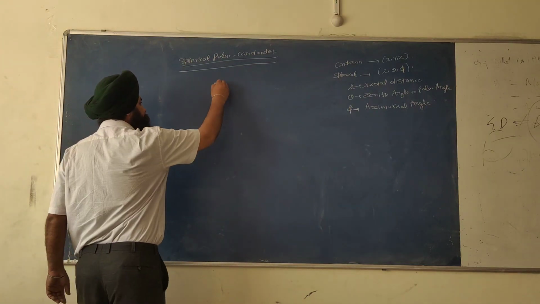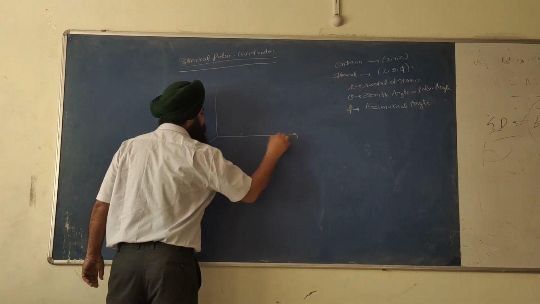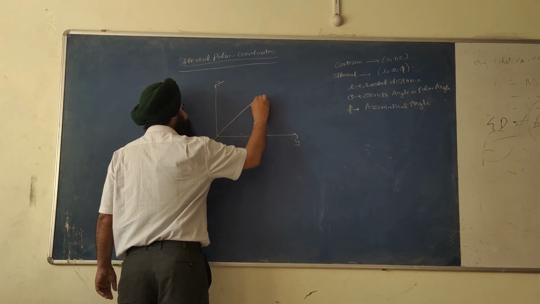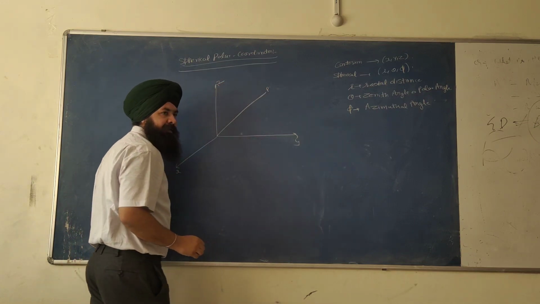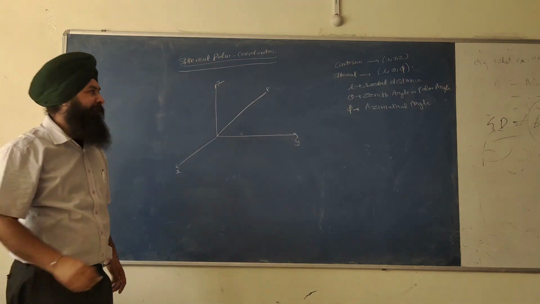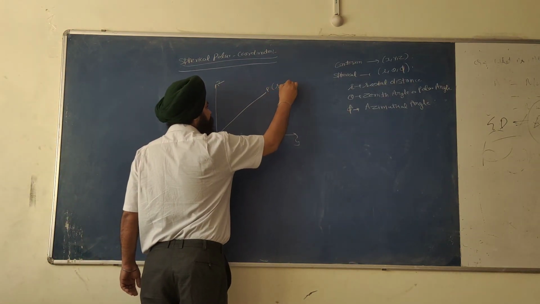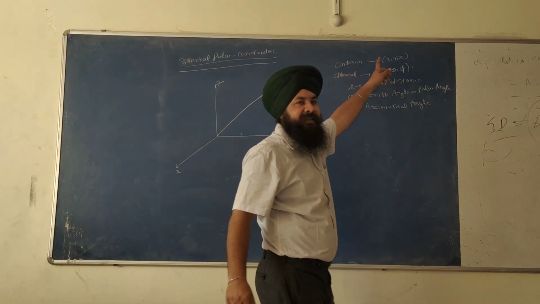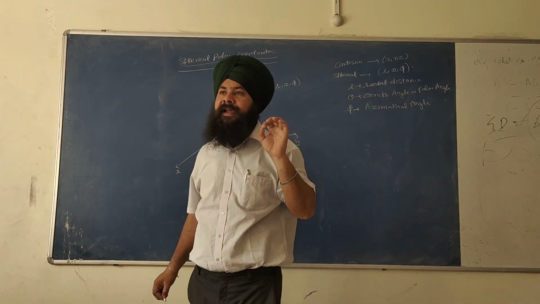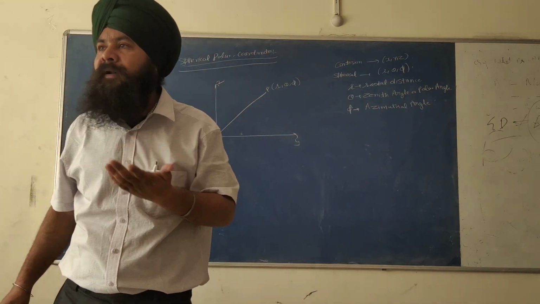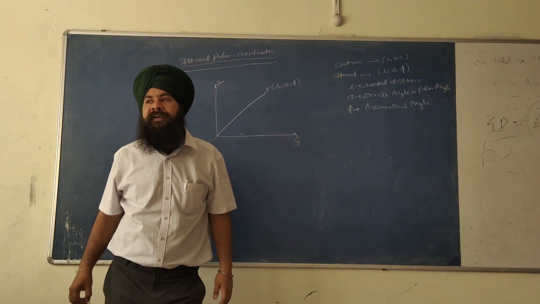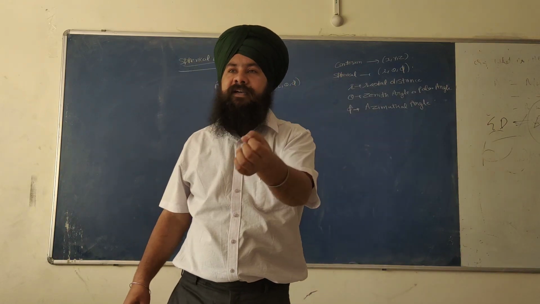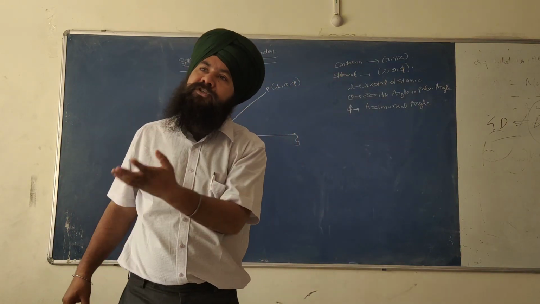I will make a diagram. This is a three-dimensional coordinate system. This is say x, this is say y, this is say z. And let us say this is point P. This is our point P having coordinates r, theta and phi. In Cartesian we have three coordinates x, y and z. It means x, y and z coordinates define the position of a particle in Cartesian coordinate system. And in spherical polar coordinates, three coordinates r, theta and phi define the position of a particle.